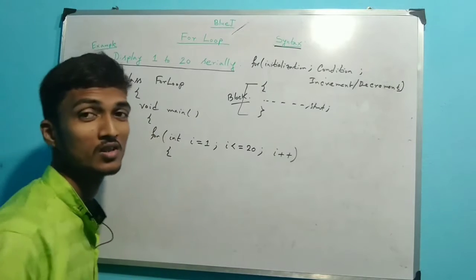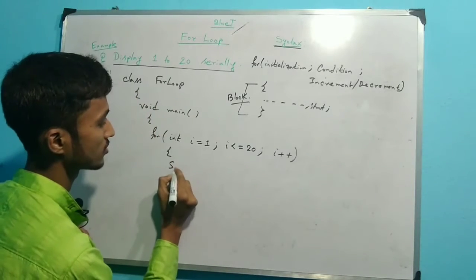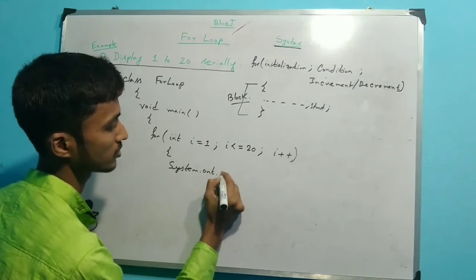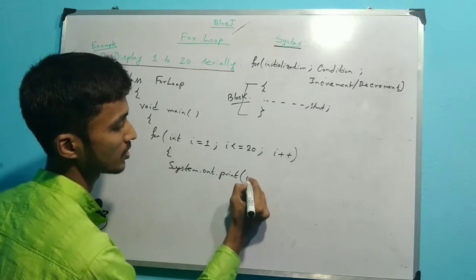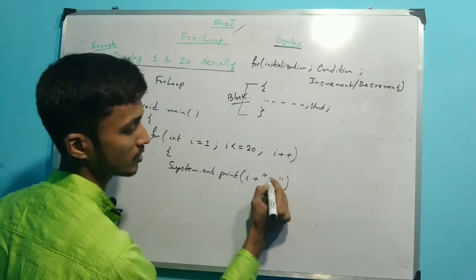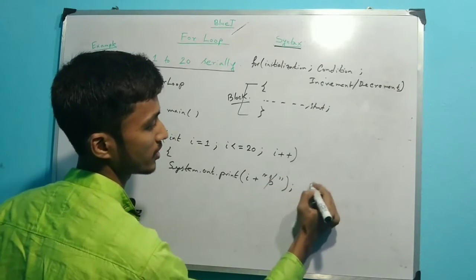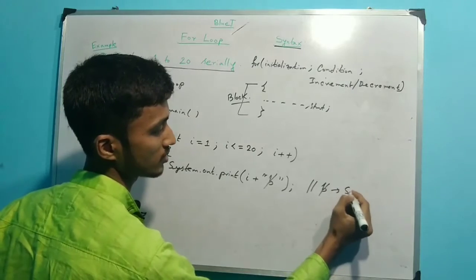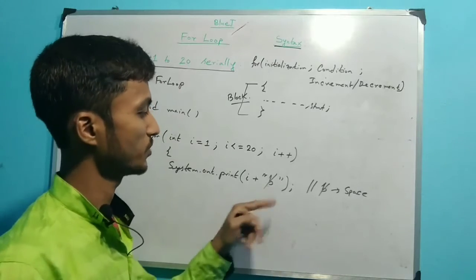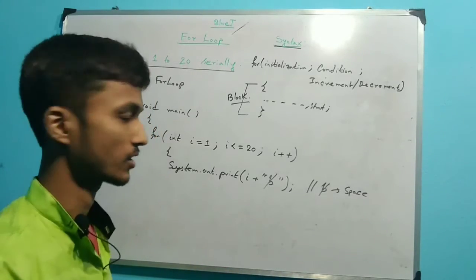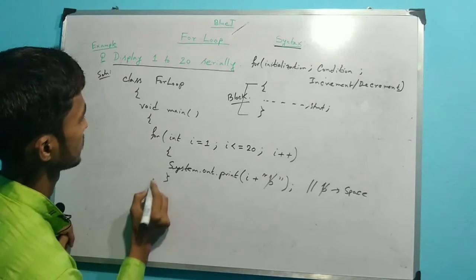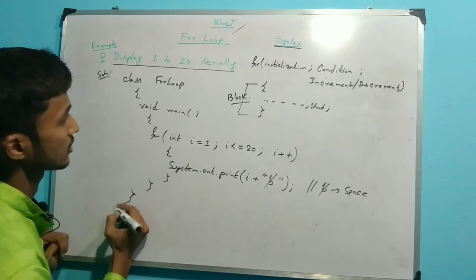Next, the block starts. For printing: System.out.print(i + " "), with a space between the quotes, one gap each. Then close the for block, close void main, close the class.